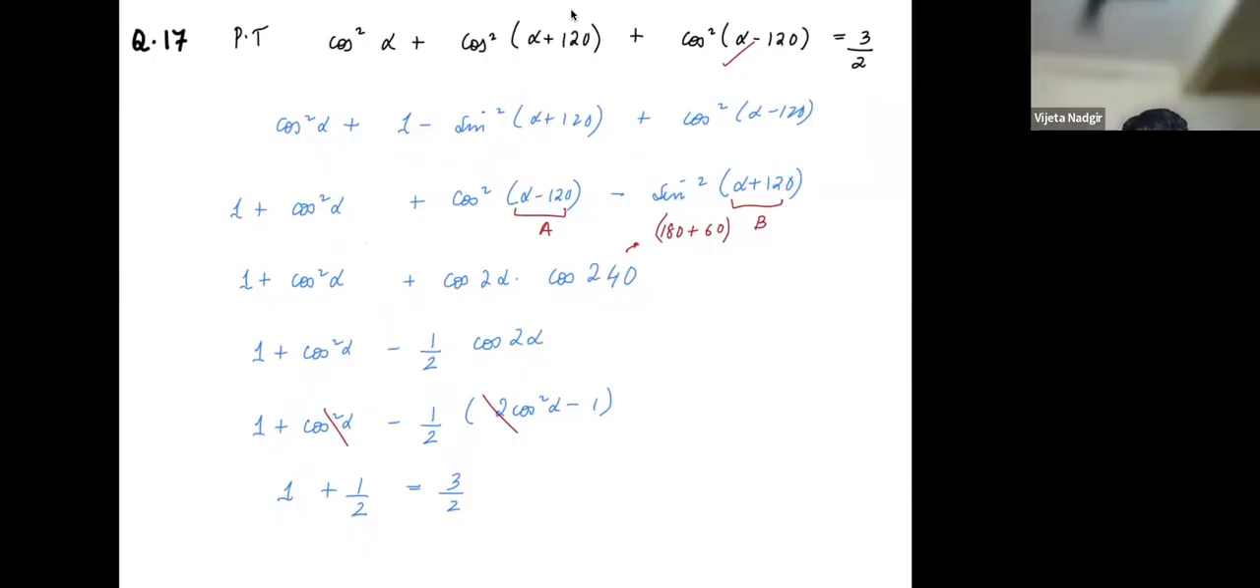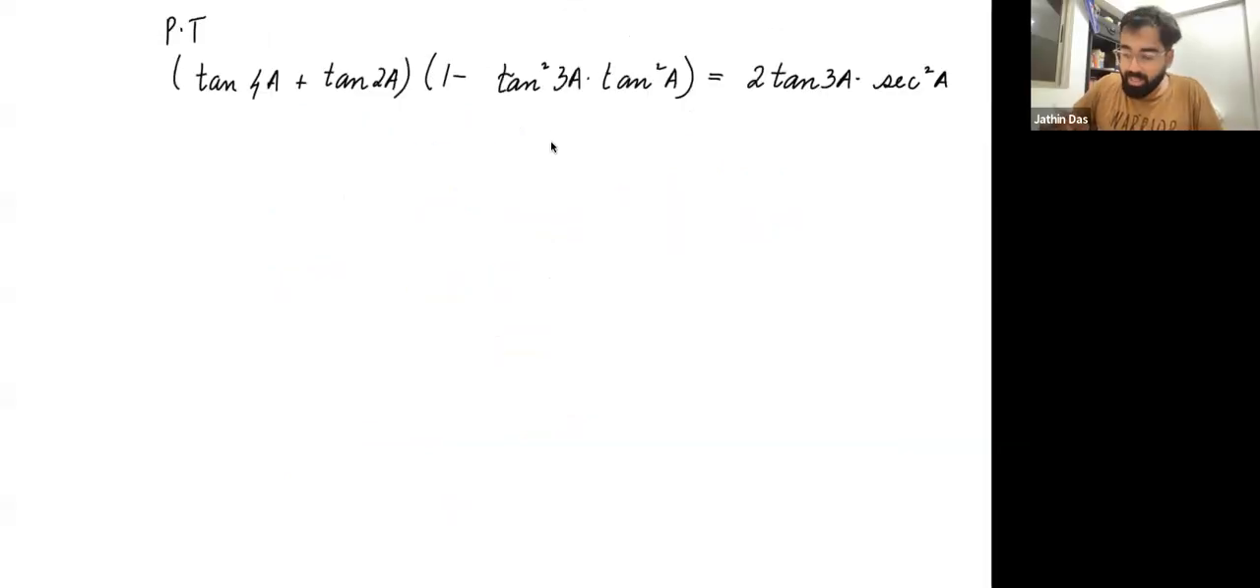Okay. Okay, just seeing this, tell me what is the idea behind it, and then that's it. Then we'll go to trigonometry, conditional identity.